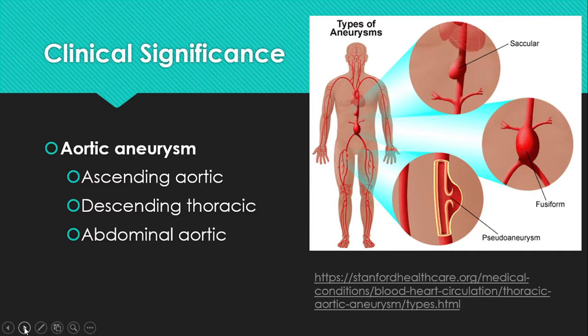A saccular aneurysm, where the wall balloons out to one side of the aorta. And lastly, a pseudoaneurysm, also known as a false aneurysm, is enlargement of only the outer layer of the blood vessel wall. This may be the result of prior surgery or trauma.